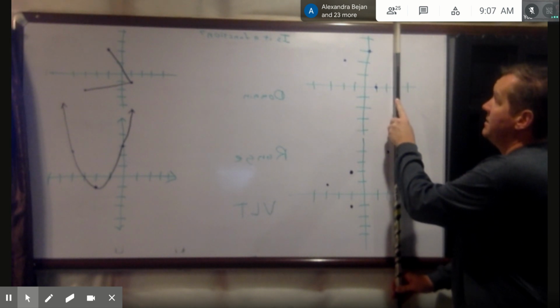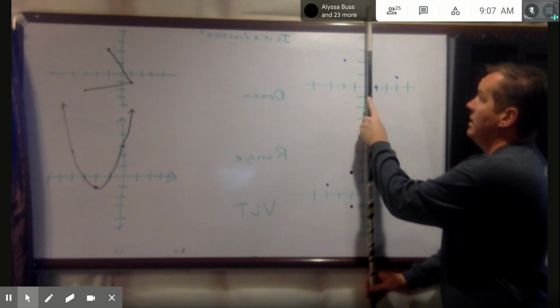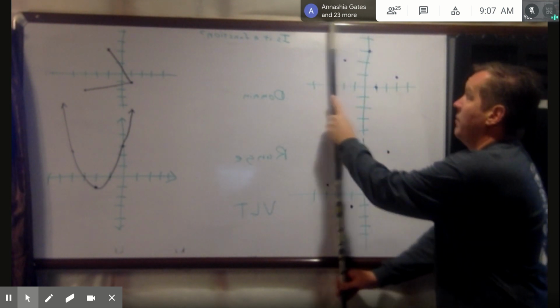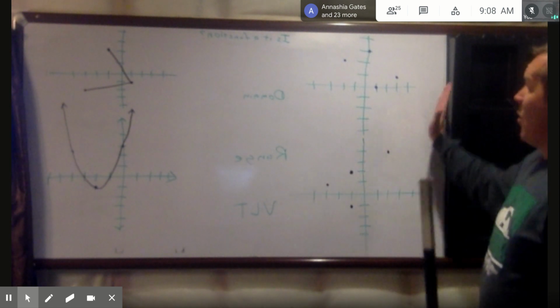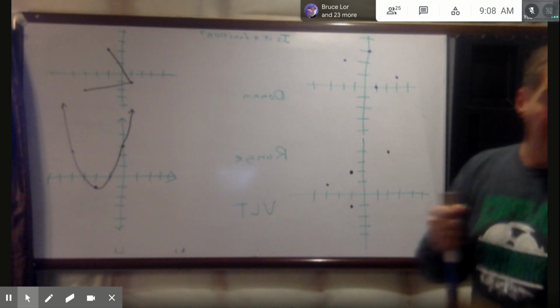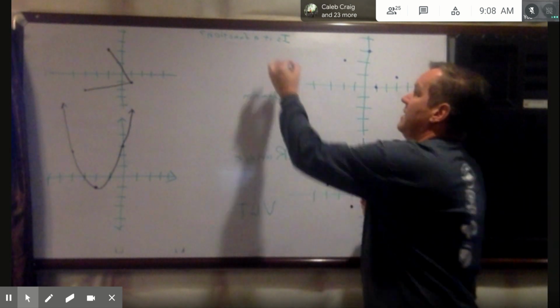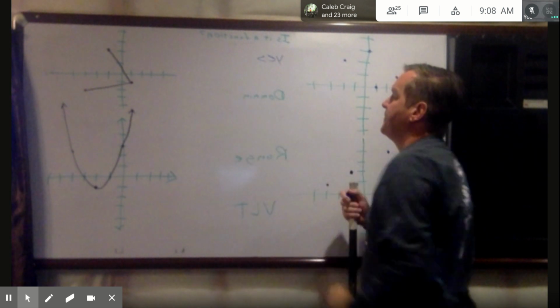one point, one point, one point, one point. So at no point as I went across did I ever hit 2 points at the exact same time. So for this problem here, this is a function. Yes, it's a function.